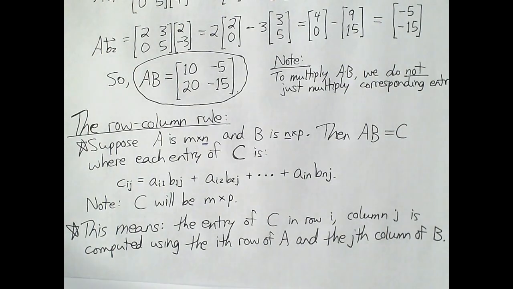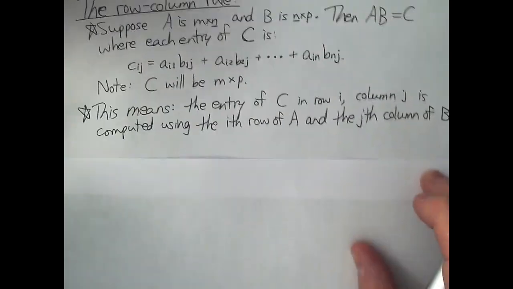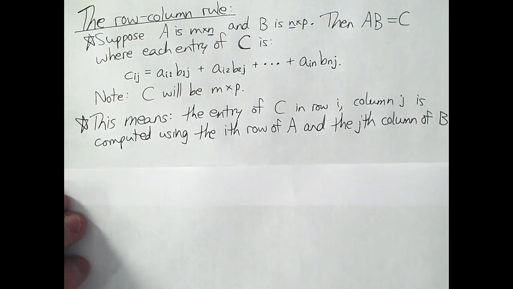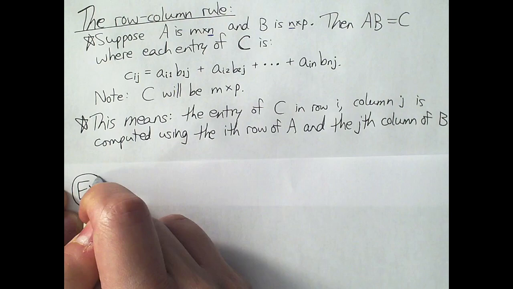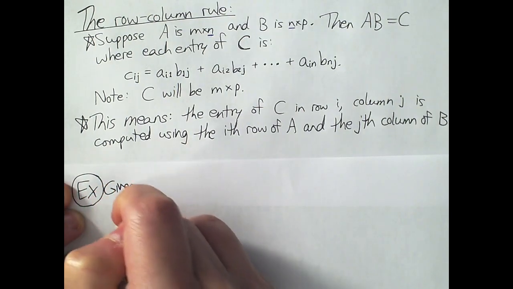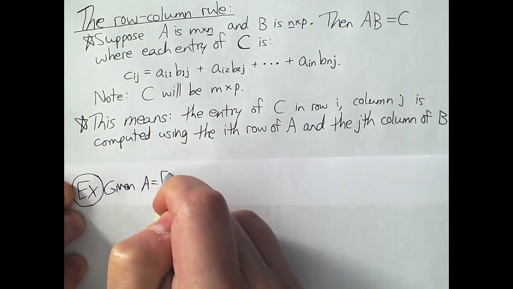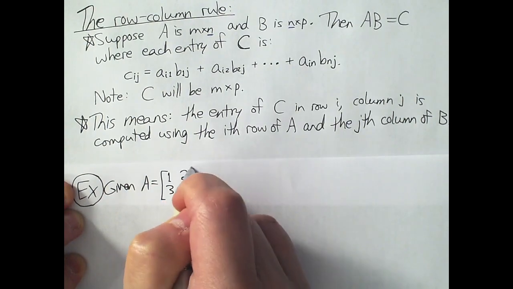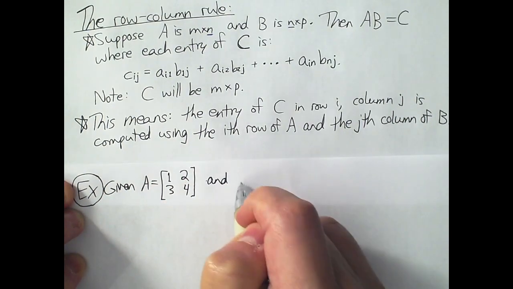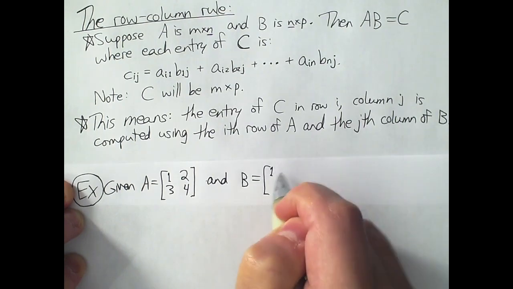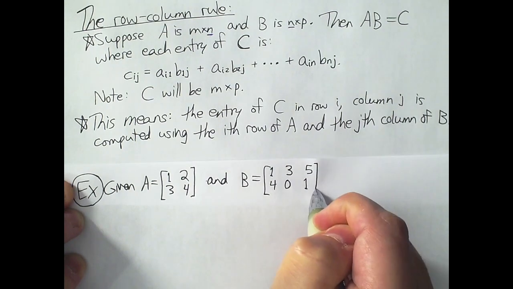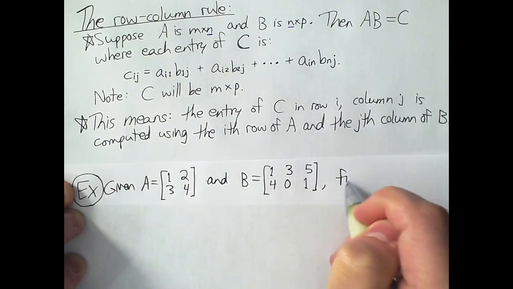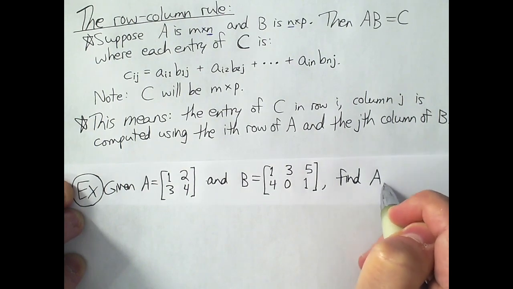Okay, let's do an actual example. I'm going to get this started for us. I know it probably sounds confusing when it's written out in words like this. So let's see an example with actual numbers in it. So let's say we are given A equals 1, 2, 3, 4. It's a 2 by 2 matrix. And B equals 1, 3, 5, 4, 0, 1. I'll get us started on this. Maybe I'll ask you to finish it towards the end. We're going to find AB.